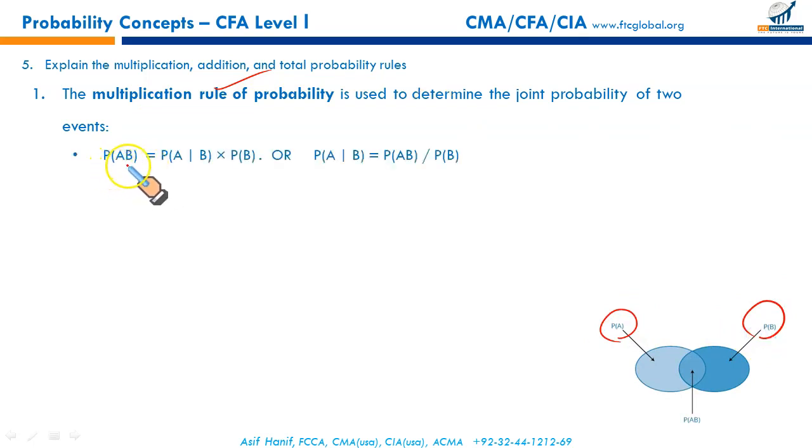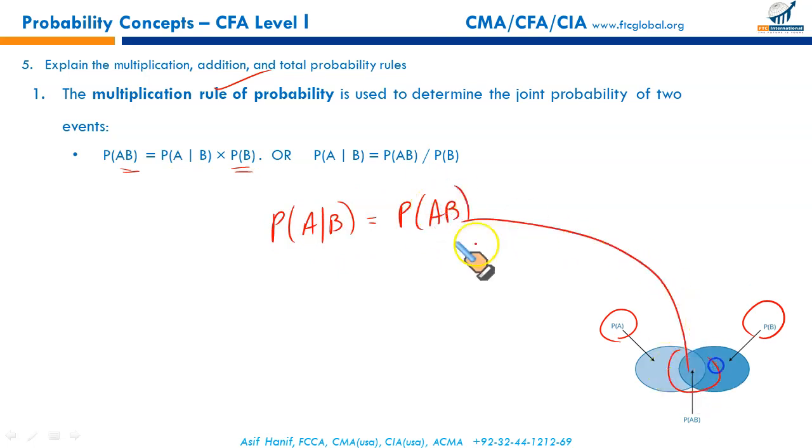So probability of A intersection B, or A and B combined, is equal to probability of A given B multiplied by the probability of B. Or we can write it this way: probability of A given B is equal to probability of A intersection B divided by the probability of B. This is called the multiplication rule of probability.